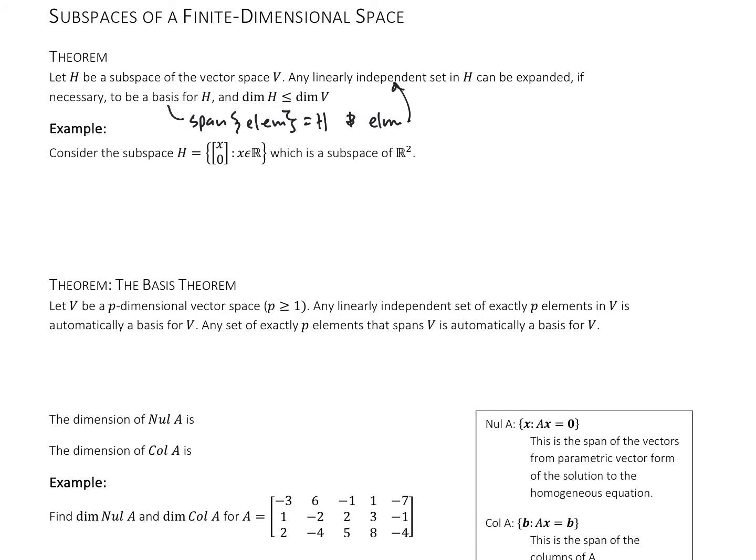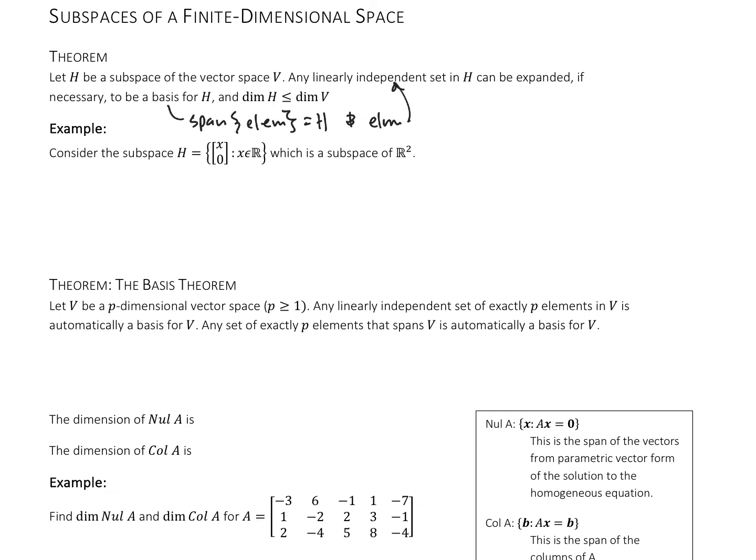So just having a couple of linearly independent pieces in my set doesn't necessarily mean that the span of those pieces is going to give me all of H. But if I can add to it, then I can get a basis for H. And if H is a subspace of the vector space V, the dimension of H is always going to be less than or equal to the dimension of V.